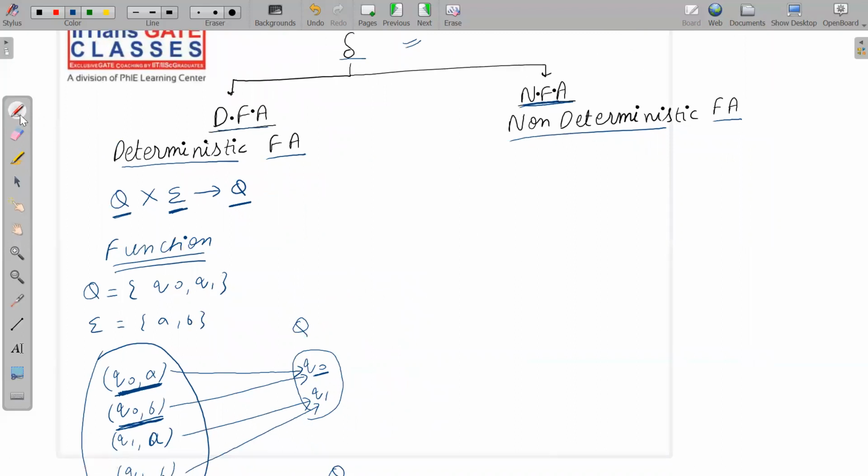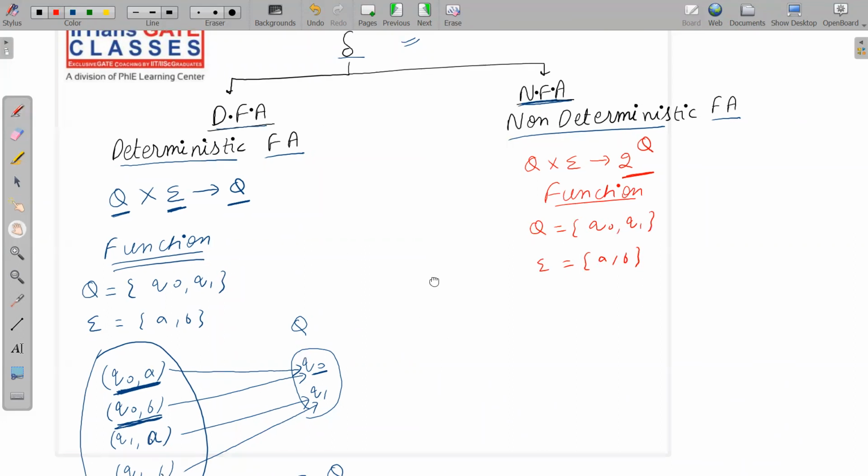What about NFA? Delta of NFA is like this: Q cross sigma to 2 power Q. 2 power Q means the power set of Q. Again, it is a function. Let's take the same example. Q is Q naught comma Q1, and sigma is A comma B.